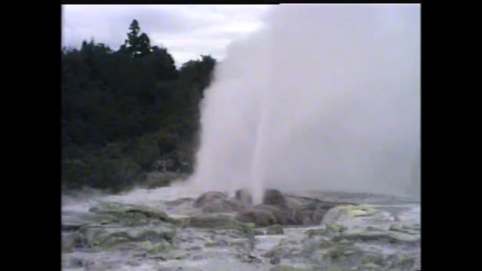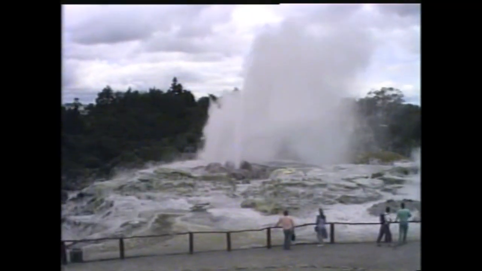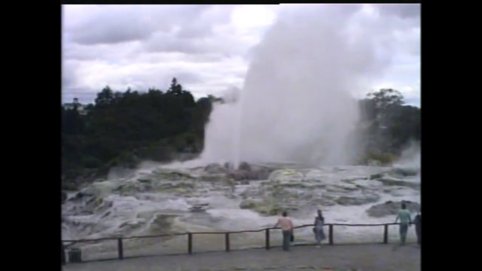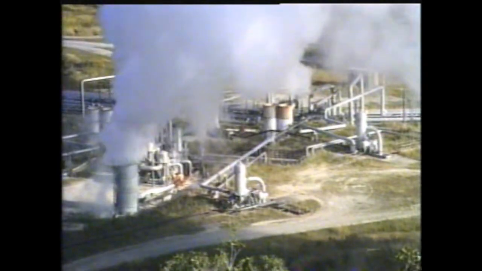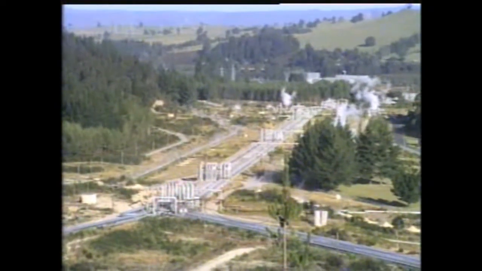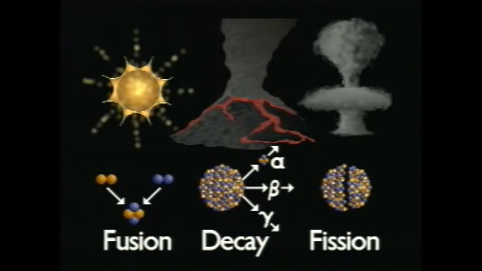Beneath the Earth's surface is a second form of nuclear energy. Large atoms decay by giving off alpha and beta particles, producing heat we can use for geothermal power. Fusion and decay are the two natural nuclear energies. A third form is fission. We'll look first at fission.